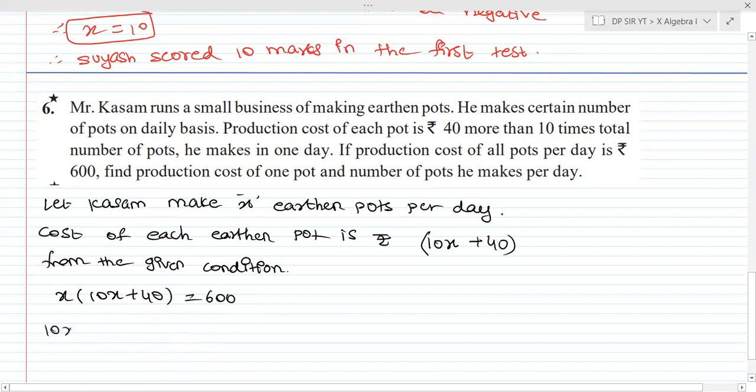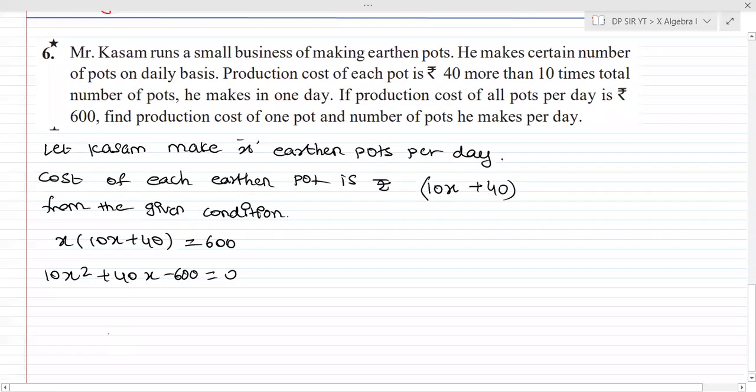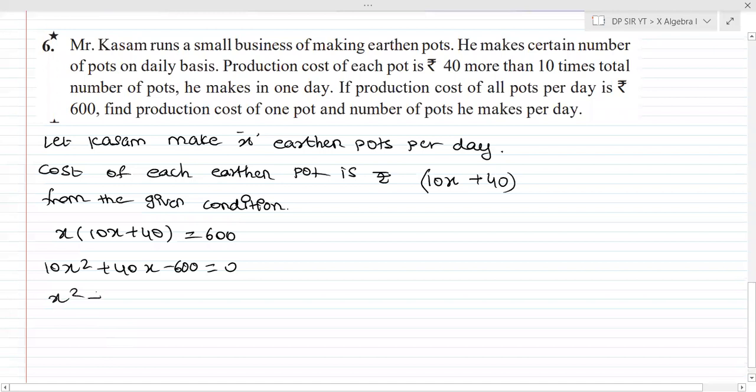Therefore, from this the quadratic equation is 10x square plus 40x minus 600 is equal to 0. Do the factorization. First of all, divide by 10, it would be simpler. x square plus 4x minus 60 is equal to 0. I want you all to write the reason. Now do the factorization. Minus 6 I want. And here is 4.